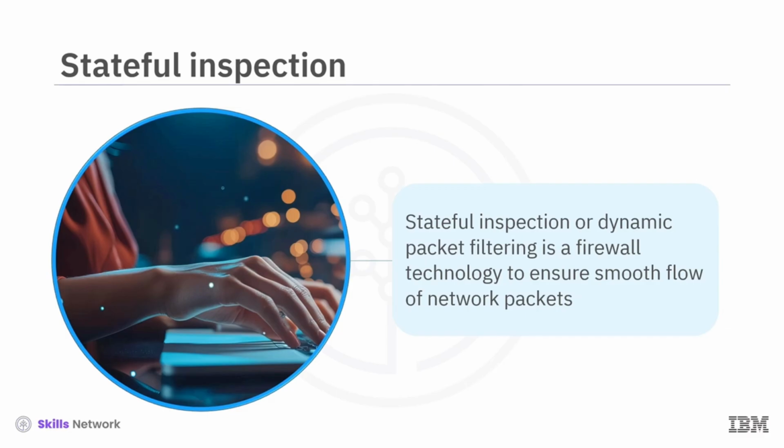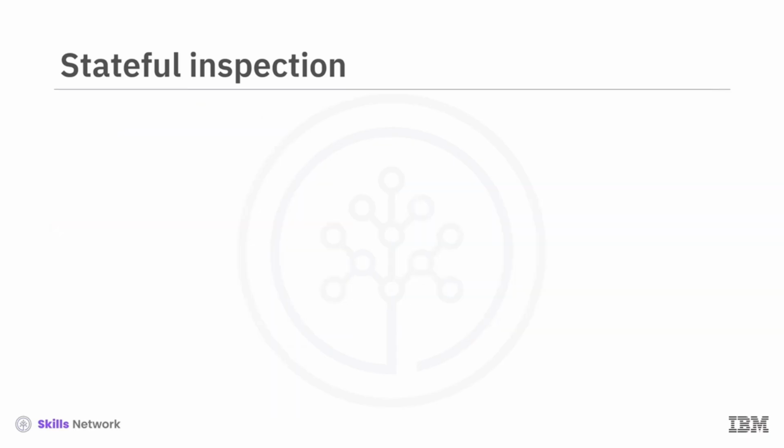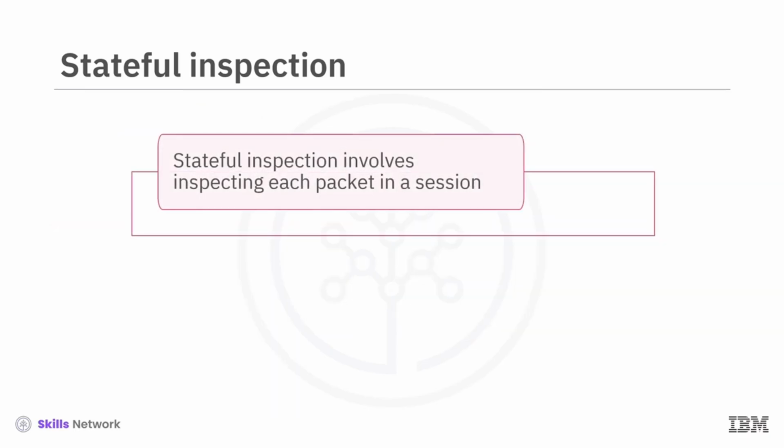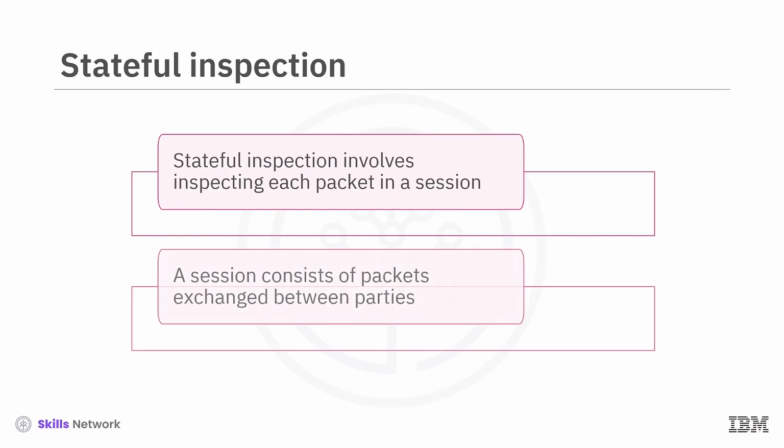Also called dynamic packet filtering, it has the potential to analyze and examine both incoming and outgoing packets. Let's understand this in detail. A stateful inspection means inspecting each packet with knowledge of all other packets that have been sent or received from the same session. A session consists of all the packets exchanged between parties during an exchange.